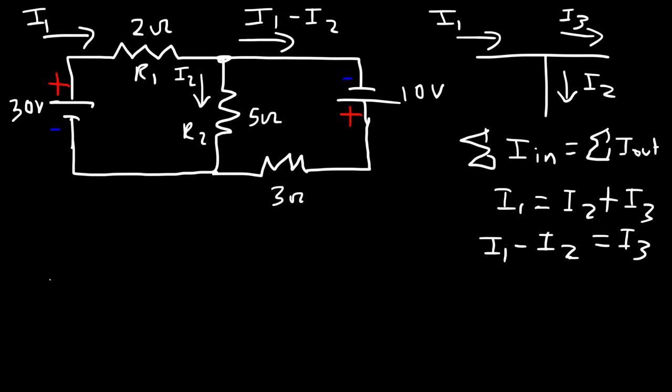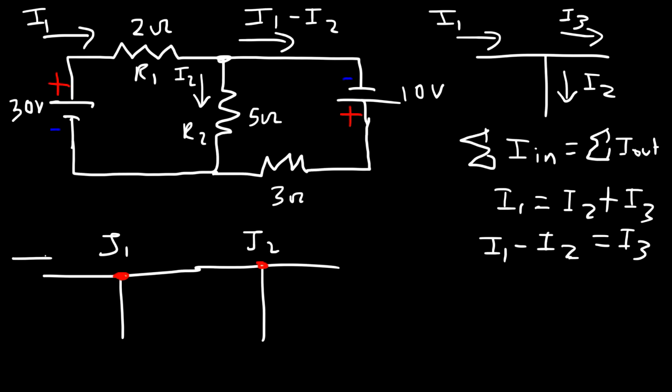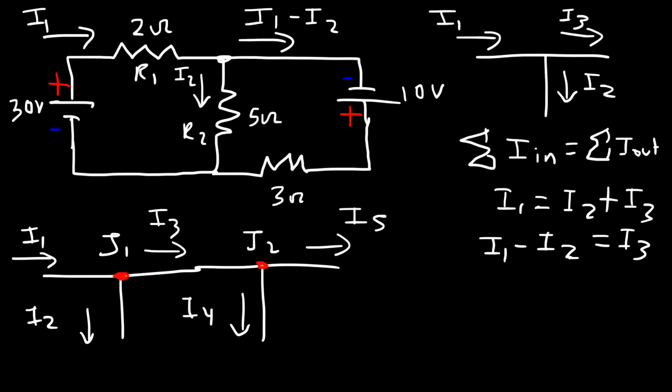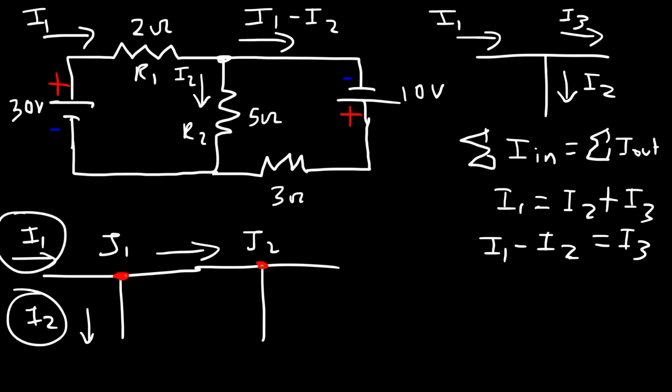Now let's say we have 2 junctions. Let's say this is junction 1 and junction 2. Now we could say this is current 1, current 2, current 3, current 4, and current 5. Now you're going to need 5 equations to solve these 5 missing variables. However, we could simplify the process if we do it this way. So I3 is going to be the difference between I1 and I2. So we can simply write it as I1 minus I2.